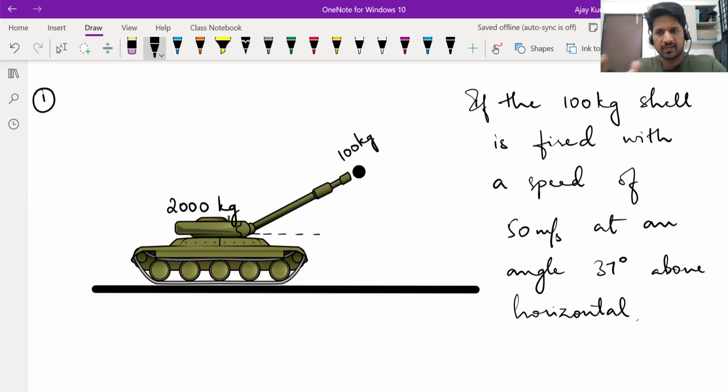See, firing happens by means of or through internal forces only. So internally, there will be a small explosion happening. A chemical will explode and it will push the shell in one direction. Now, if the shell gets pushed in one direction, the tank will get pushed in the opposite direction. So suppose this surface is perfectly smooth.